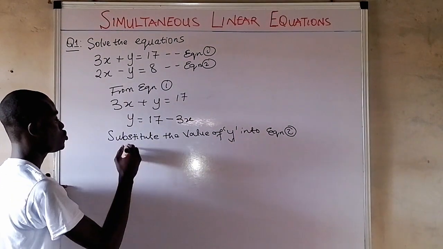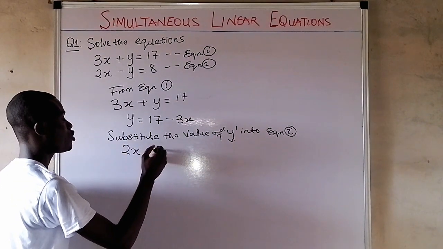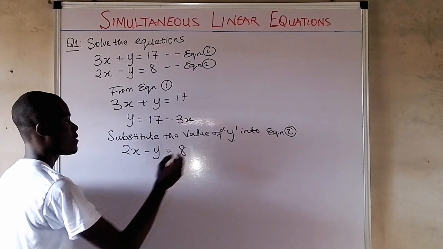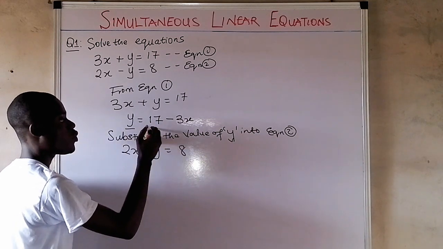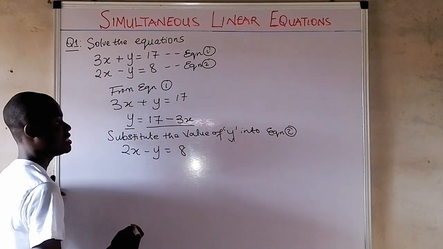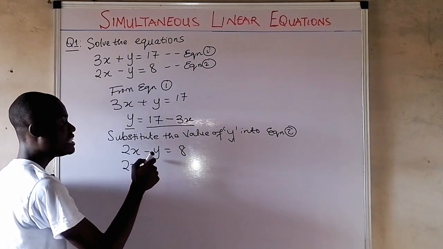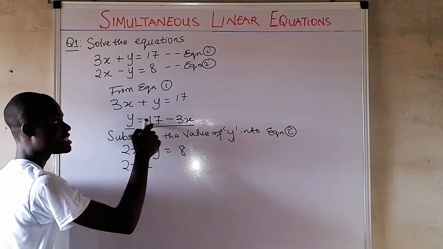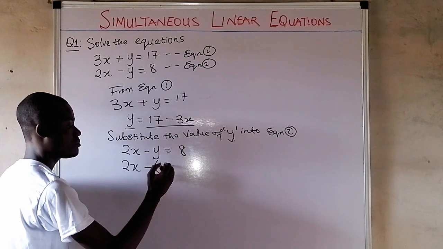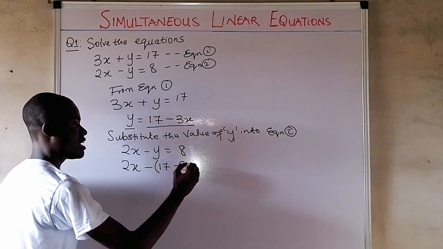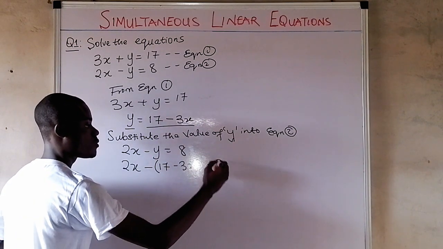So now our equation 2 is 2x minus y is equal to 8. Now, in place of y, I'm going to write 17 minus 3x. So this is now 2x minus, in the place of y, I'm going to write 17 minus 3x. So this will now be 2x minus (17 minus 3x) is equal to 8.